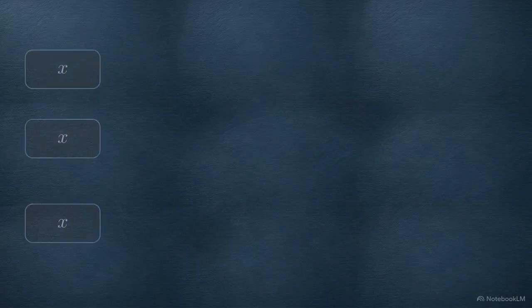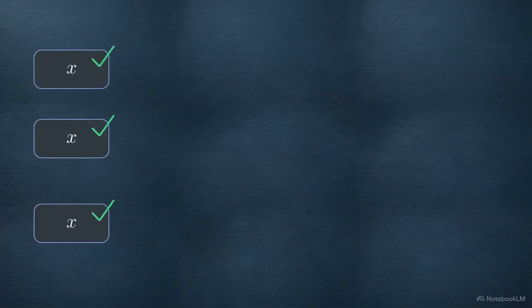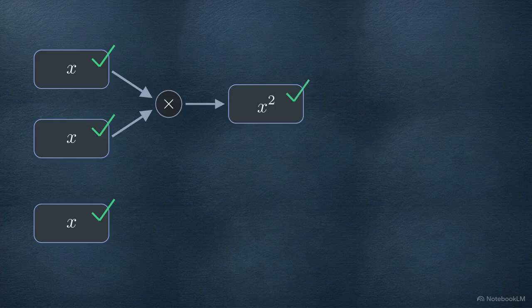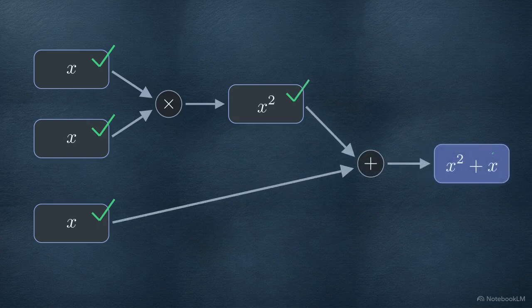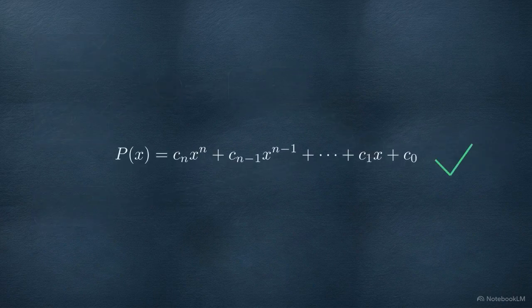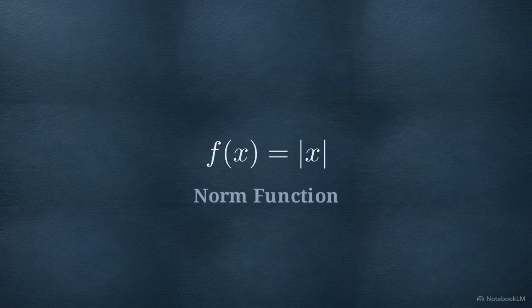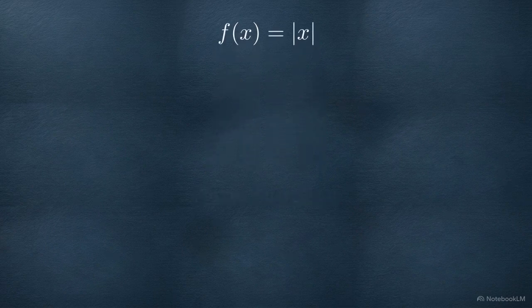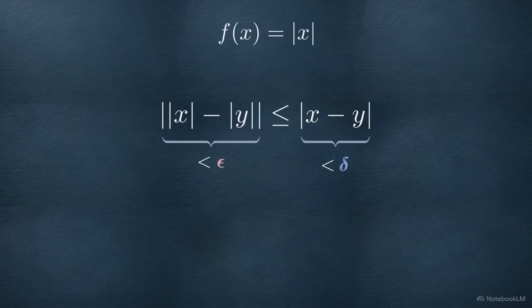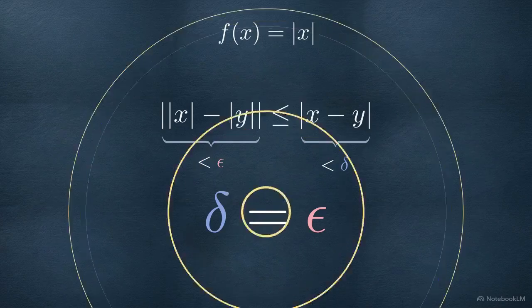Constant functions and basic variables are continuous. Therefore, their products, like x squared, and their sums, like x squared plus x, must also be continuous. The property carries through every algebraic step until the polynomial is complete. The exact same logic applies to the absolute value, or norm function. By looking at the triangle inequality formula, we can see that simply setting our delta exactly equal to epsilon perfectly satisfies the continuity requirement across the entire space.